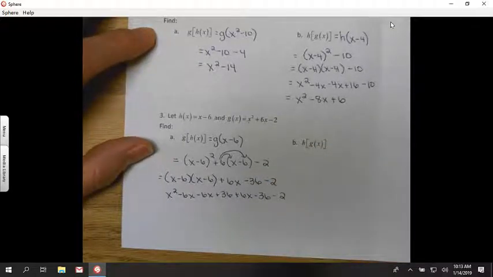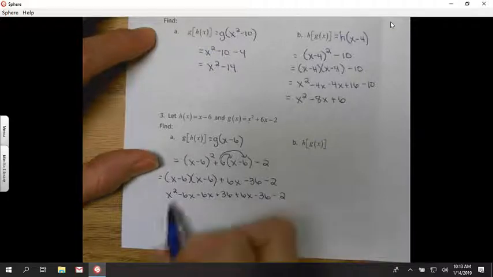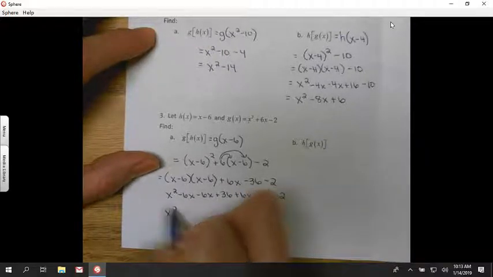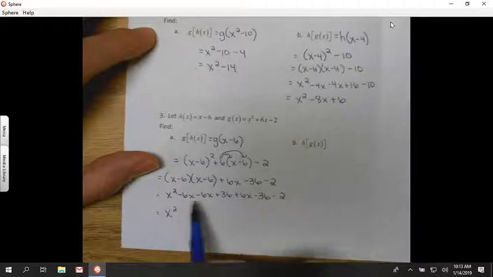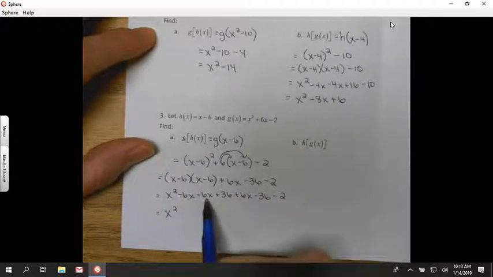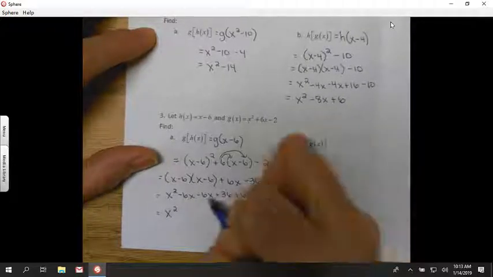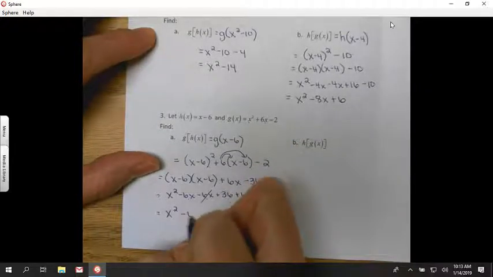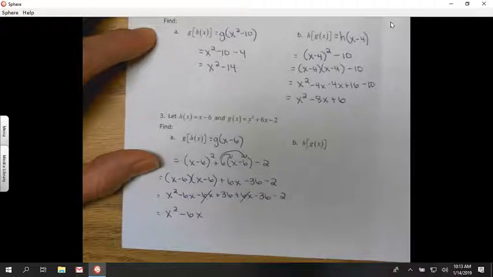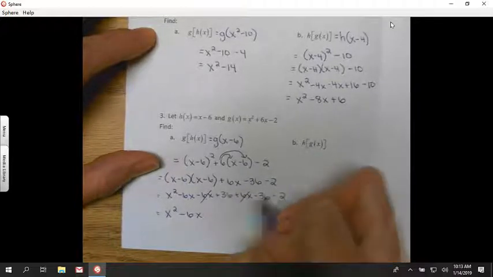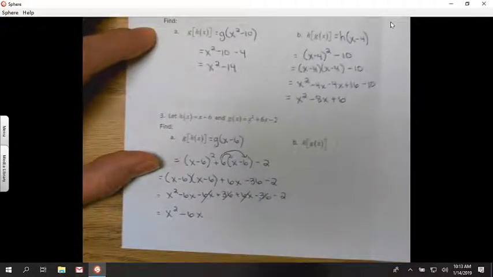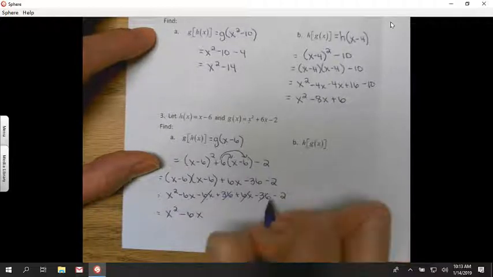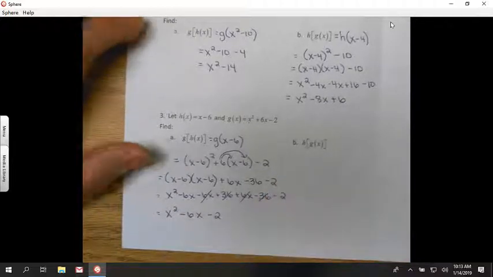So let's go through and combine any like terms that I might have. This is my only squared. I have a negative 6x, a negative 6x, and a positive 6x. This and this are going to cancel each other out. So I have a negative 6x. I have a positive 36 and a negative 36. So they cancel each other out. So I'm just left with a minus 2.